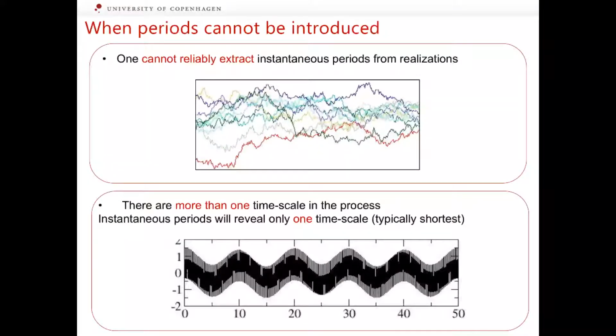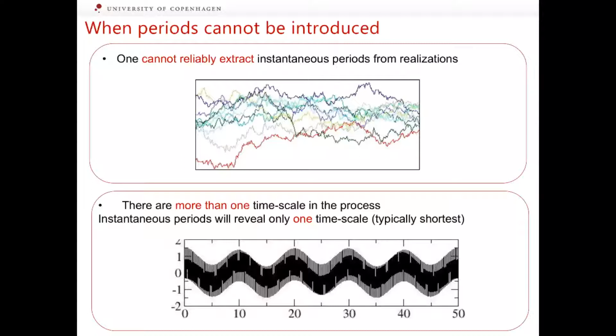Also, there are many processes in which more than one time scale is involved. An example is shown here. This is a signal coming from a system in which there are two time scales. One is faster, one is slower. If we try to extract instantaneous periods, they will represent only one time scale, the faster one, and the second time scale will remain unnoticed. Situations like this require more sophisticated approaches for the detection of time scales.